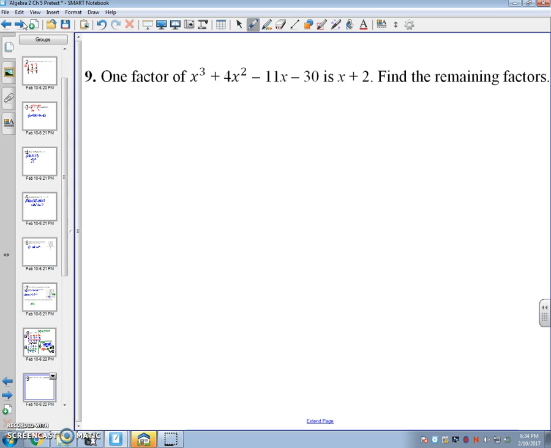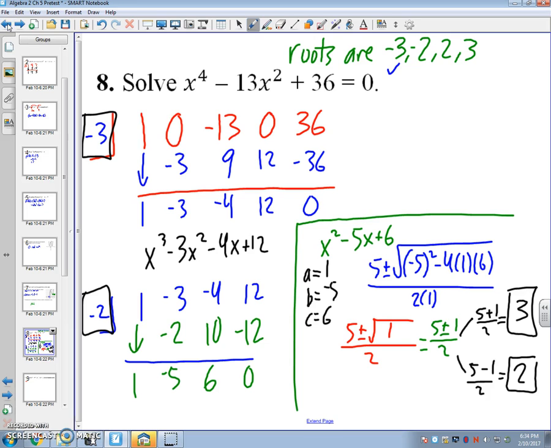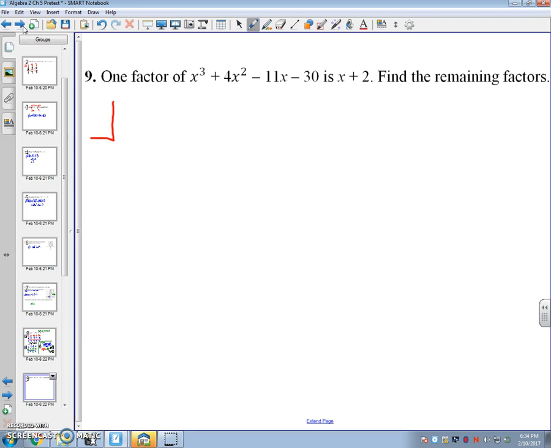Alright, you have one factor, find the rest. Well, same thing as the last problem. This time they're nice because it's a factor. Before we didn't have a factor, we just had to solve it. So if this is a factor, the roots would be the opposite, -2. Degree of the polynomial is 3, should be 4 terms. I see all 4, that's good. 1, 4, -11, -30. Do synthetic.